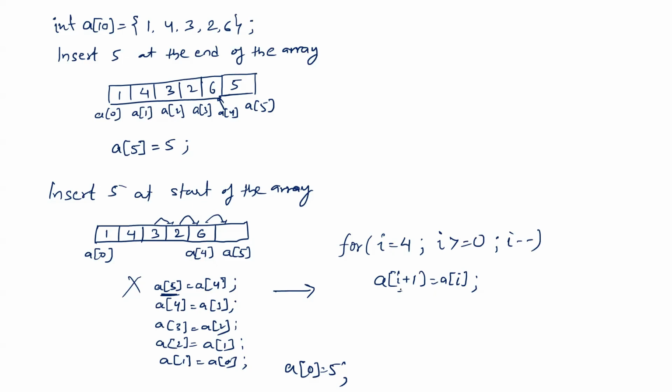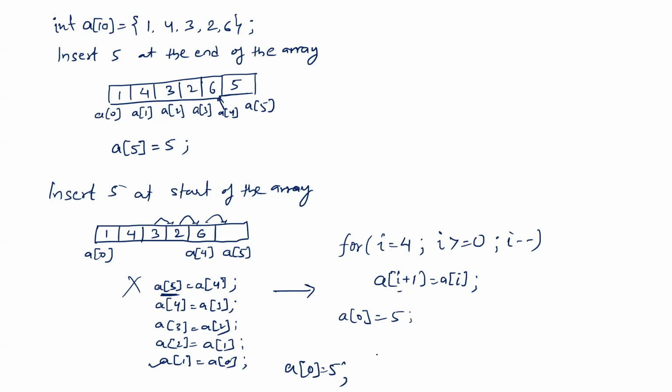Why? Because if we write 0 in the end, I will get a of 1, and this will be a of 1 is equal to a of 0. So this loop will run from I is equal to 4 to I greater than or equal to 0. And finally, what we will do is a of 0 is equal to 5. This is the program of inserting the element into the first position inside the array.